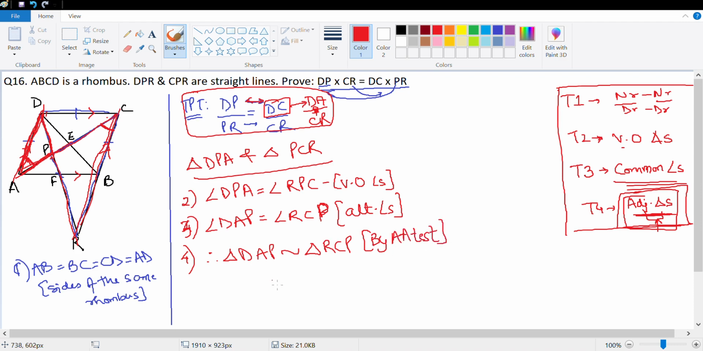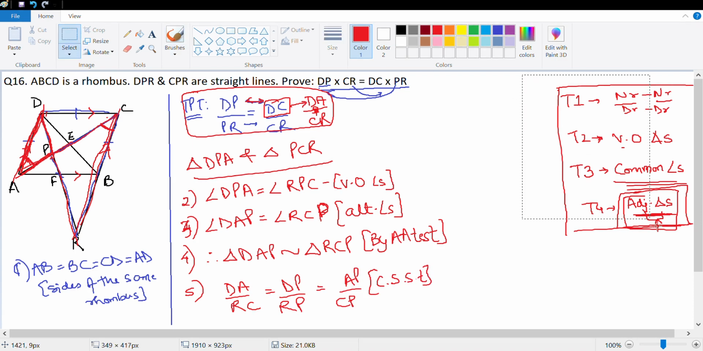Now that I've got this similarity, let's write my corresponding sides ratio, which would be DA upon RC is equal to DP upon RP is equal to AP upon CP. This is CSST.